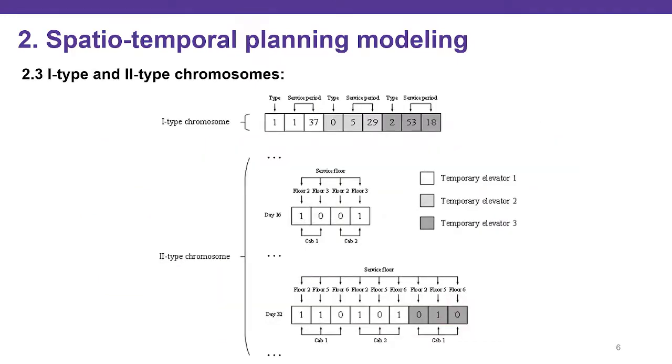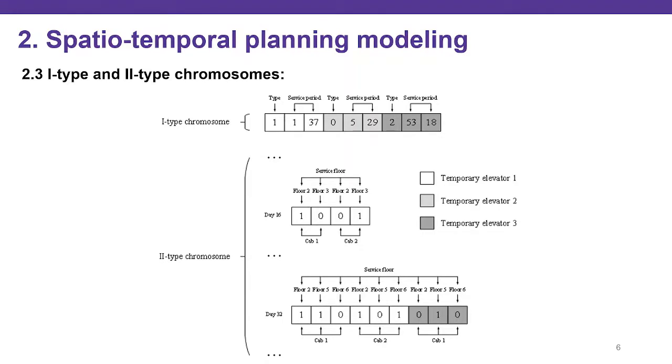To facilitate model optimization, the 1-type and the 2-type chromosomes are designed as illustrated in the figure. In the 1-type chromosome, the information for each temporary elevator consists of 2 parts with 3 genes, and they are encoded in real numbers. The first part with 1 gene represents the type of temporary elevators, numbered according to the specifications such as lifting height, loading capacity, and the rated speed.